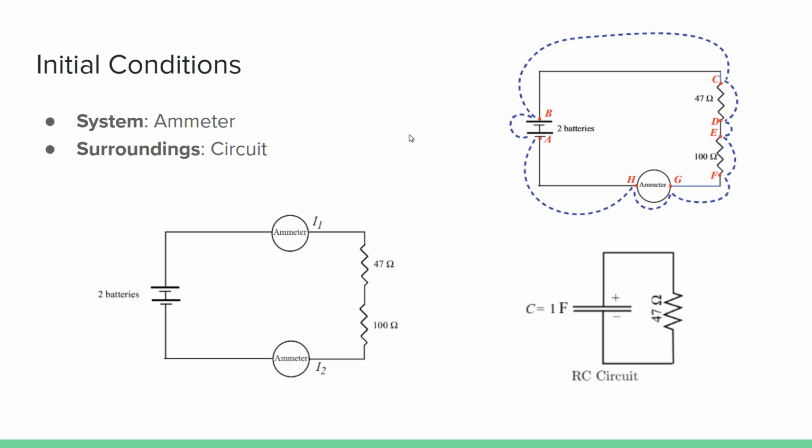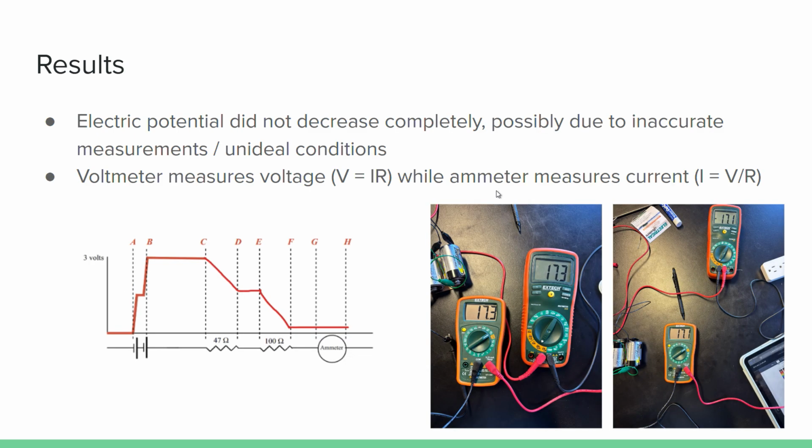Here are the initial conditions of the experiment, where the system is the ammeter and the surroundings is the circuit. Here we can see that we had the 2 ammeter, 2 resistor circuit, and we had the RC circuit as well, and we are measuring the current at each point in the circuit.